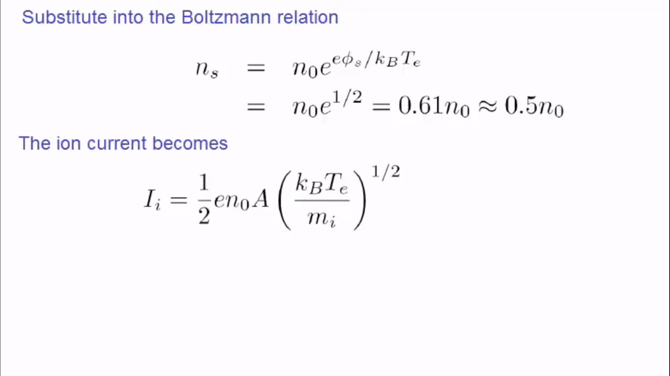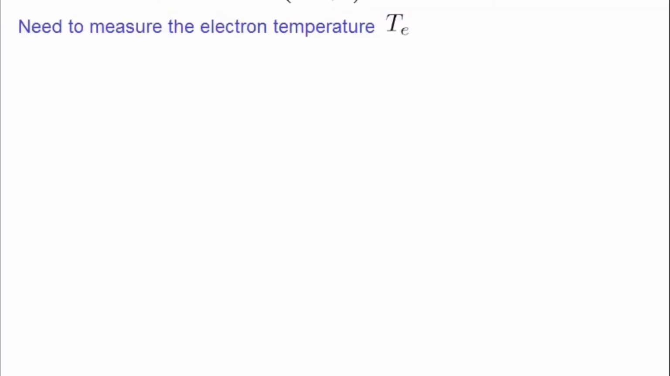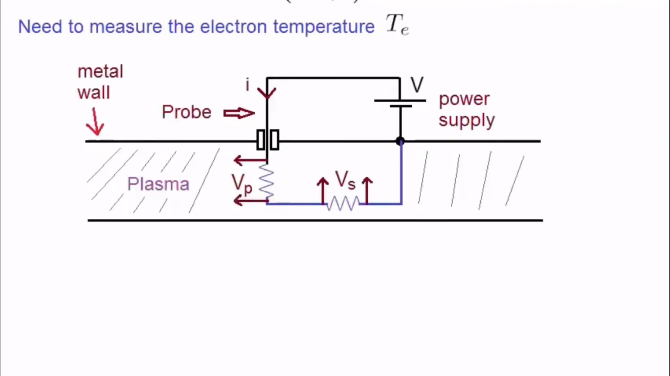Now to calculate the electron density, we have to know the electron temperature, which is unknown to us. Therefore, we need to measure the electron temperature T. Now let's recall the diagram that we had seen. We notice new components, the two resistors in the plasma with voltage Vp and Vs across them. There are no resistors in the plasma, but the plasma does not depend on the resistance.